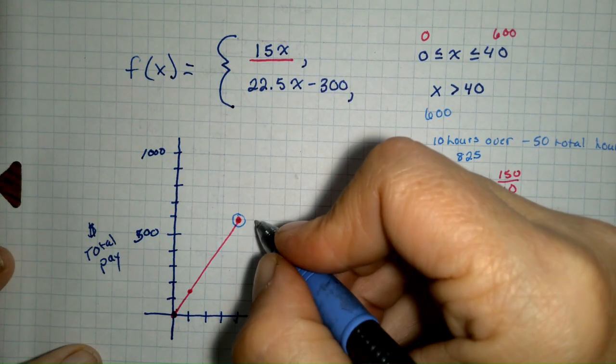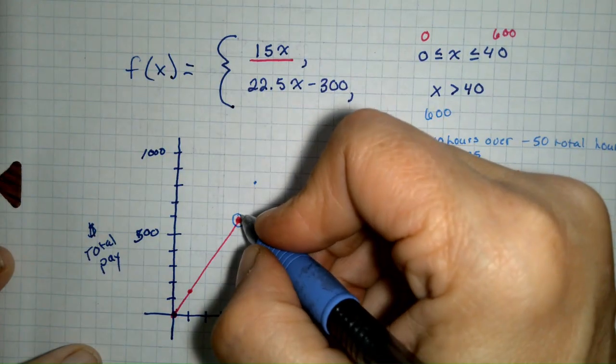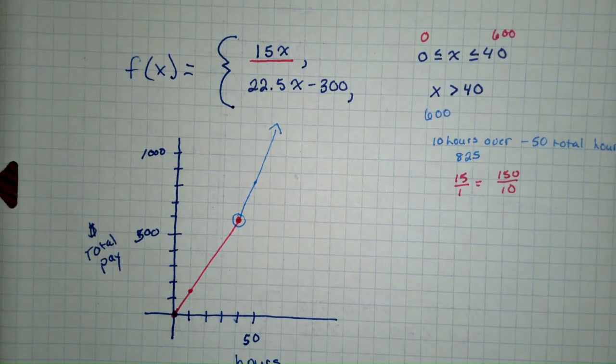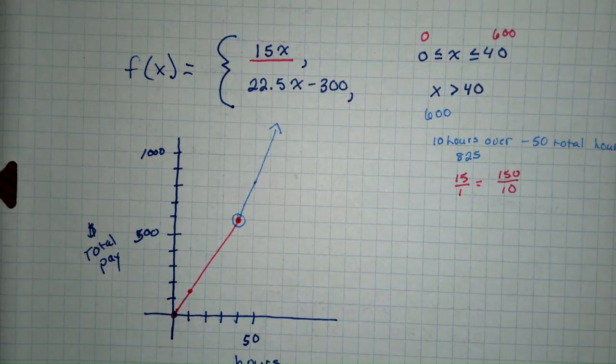So that would be 50 hours. Here's 600, 700, 800, and I'm going to estimate my 25, and then we have that. So what we can see here is that we had the slope going on for a little while, and then it increased. And that's exactly what a piecewise function does: it takes pieces of different equations and puts them together on one graph to simulate something going on.